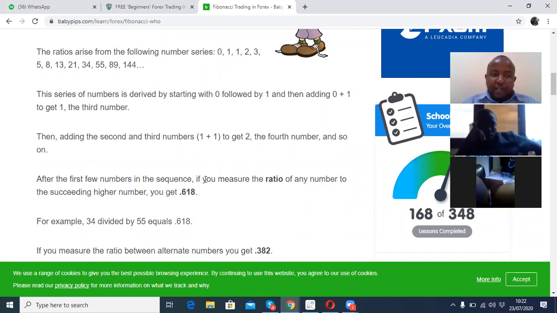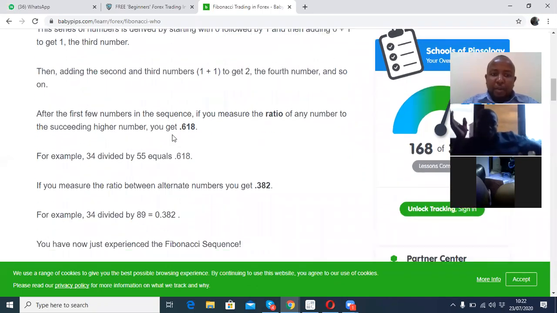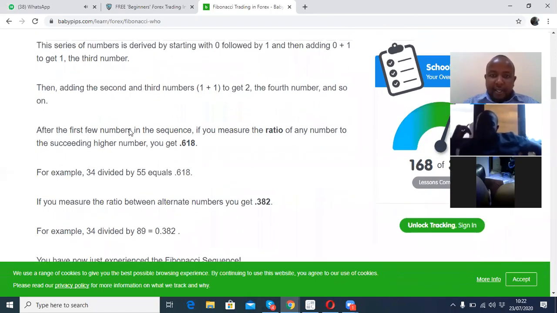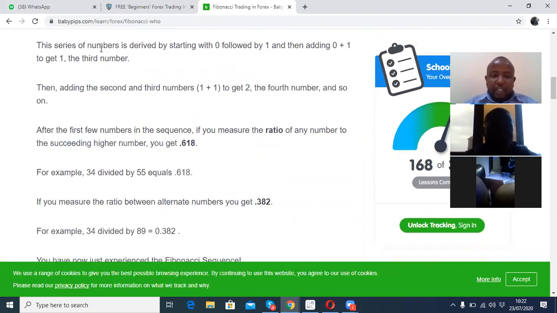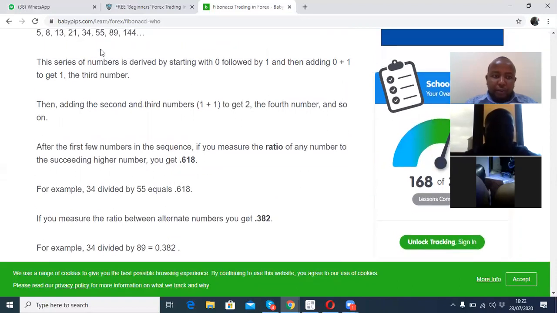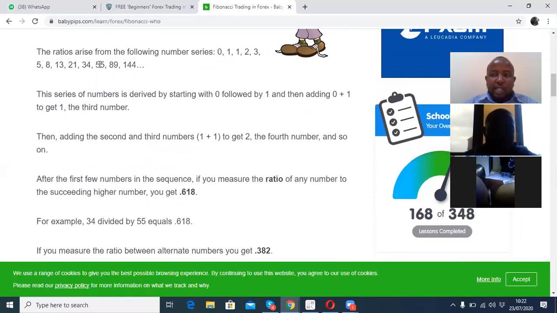After the first few numbers in the sequence, if you measure the ratio of any number to the succeeding number, you get 0.618. For example, here we divide 34 by 55. If you have your calculator, you can check. You will get 0.618. If you measure the ratio between alternate numbers, you get 0.382. Now we skip one number: 34 divided by 89.